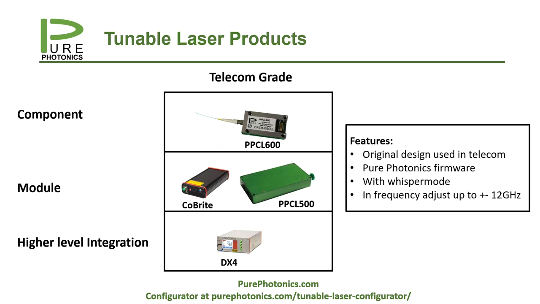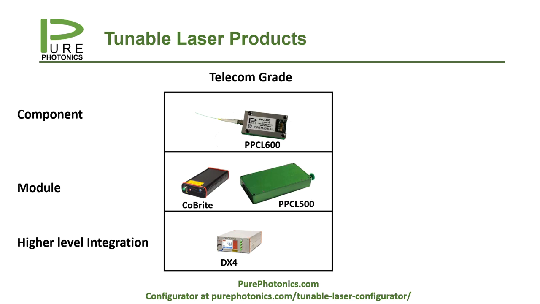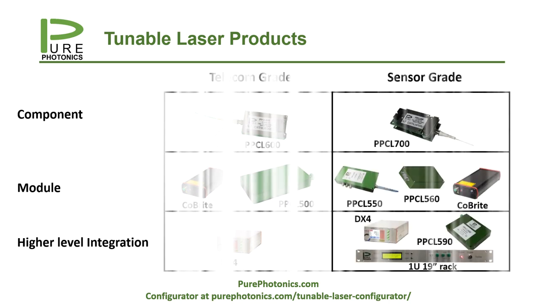Our telecom grade lasers are essentially lasers that are deployed worldwide in telecom networks and have very high functionality. Pure Photonics adds the whisper mode and other customizations in performance and features. For example, all our telecom lasers can do in-operation frequency fine-tune up to 12 GHz in both directions and can operate in the lower noise whisper mode. However, the electronics is not modified from the telecom use and hence, especially in the 50 kHz to 10 MHz range, the noise is higher than on the sensor grade devices.